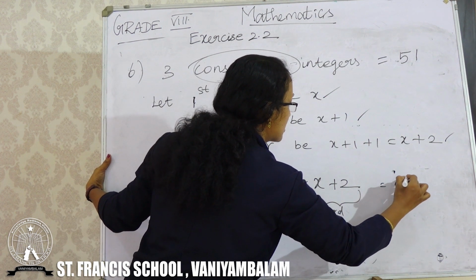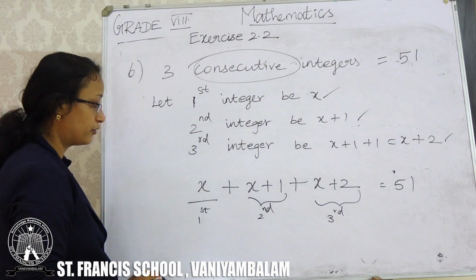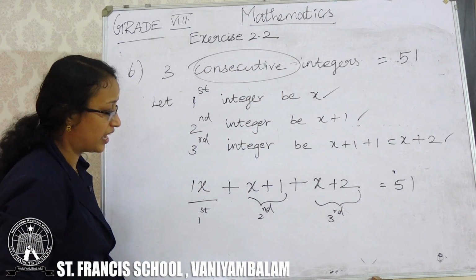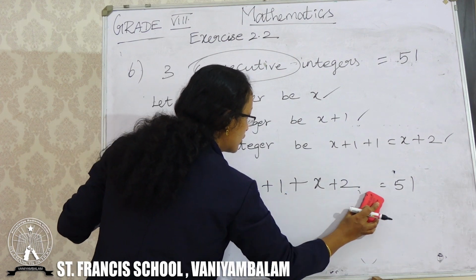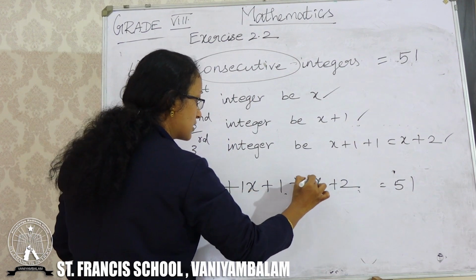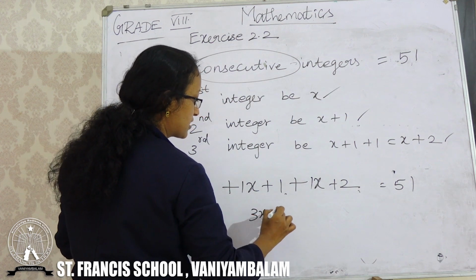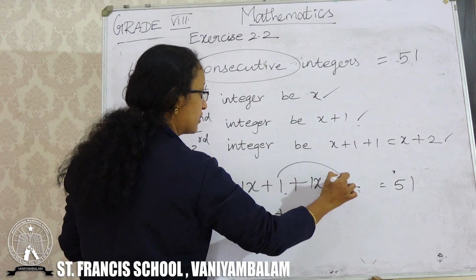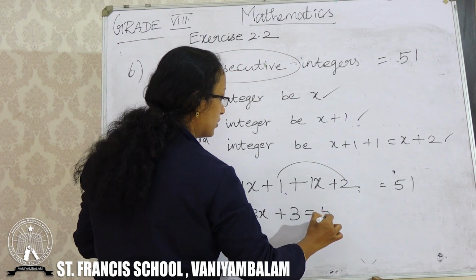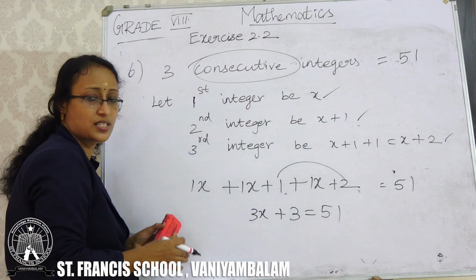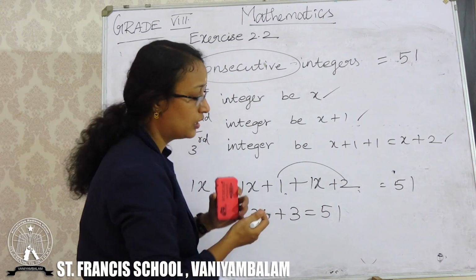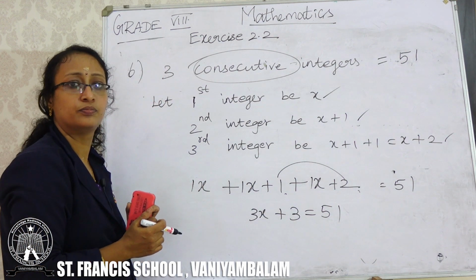These three integers when you add, you will get 51. Write the coefficient of x: 1x plus 1x plus 1x is 3x. And add the constants: 1 plus 2 is 3. Now you got the expression on one side and the other side is just a number. Find the x value. Got it?